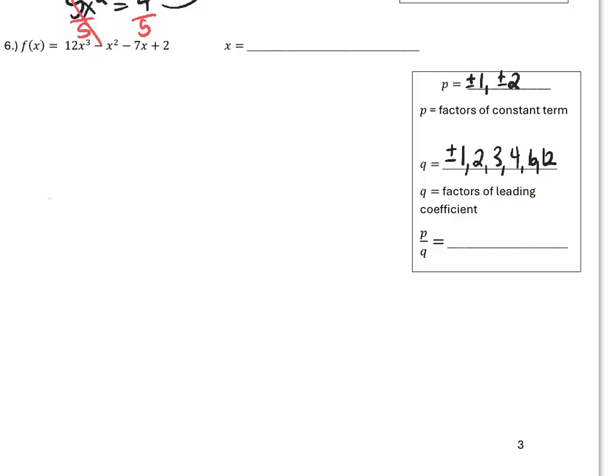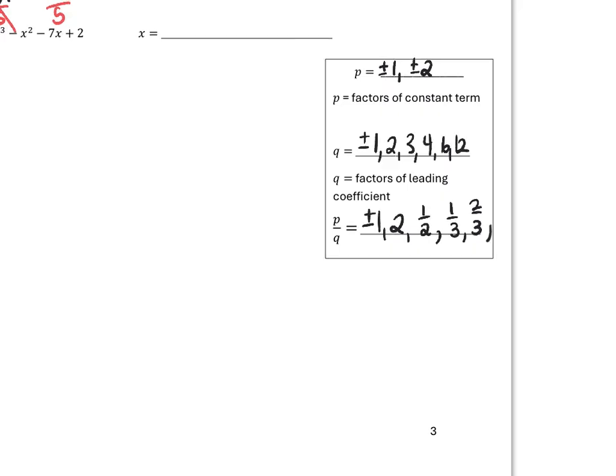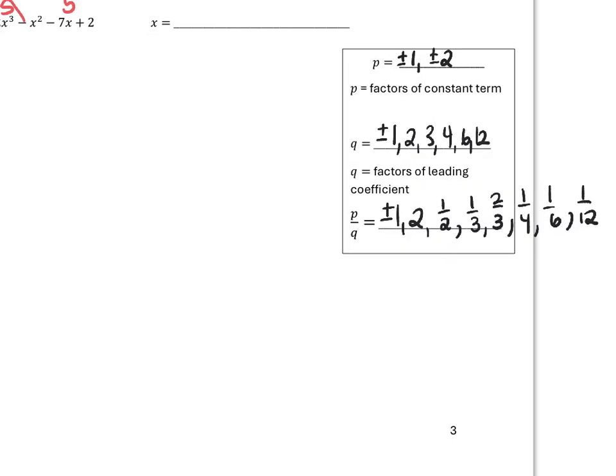So P over Q, first we're going to have just plus or minus 1 and 2. And then we have to put everything over 2. So plus or minus 1 half. 2 halves is 1. Plus or minus 1/3. And then 2/3. And then over 4, plus or minus 1/4. 2/4 is 1/2, so we're done. 1/6. 2/6 is 1/3. We already have that. And then 1/12. 2/12 is 1/6. We already have that. So these are our possible rational roots.